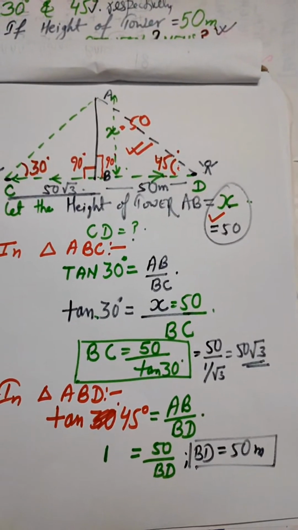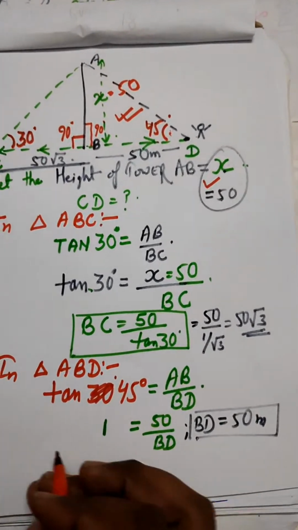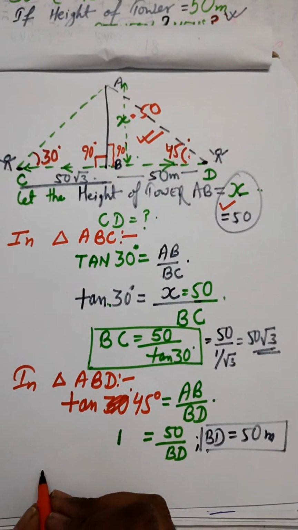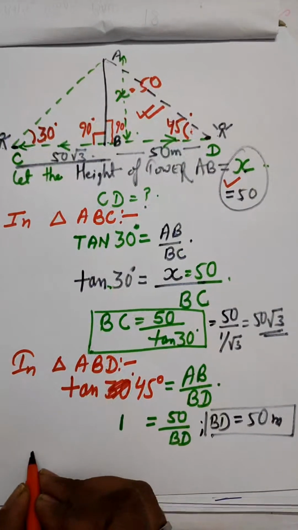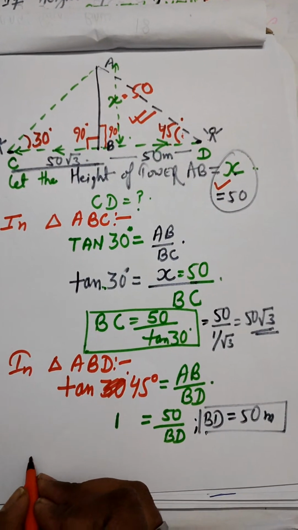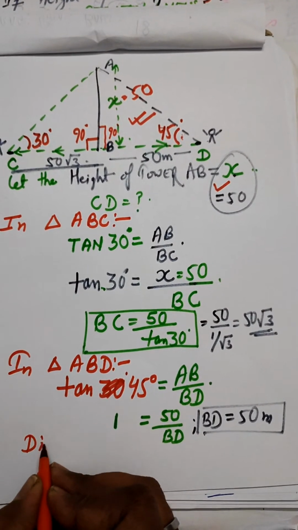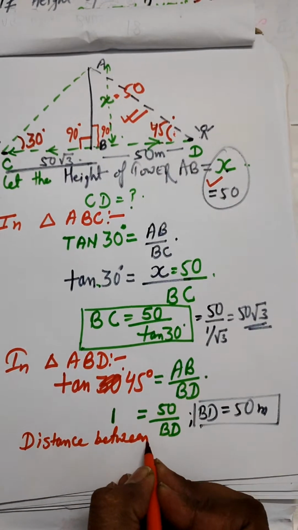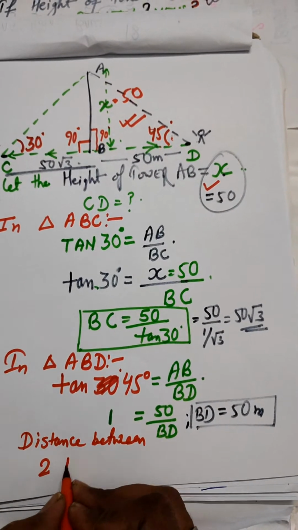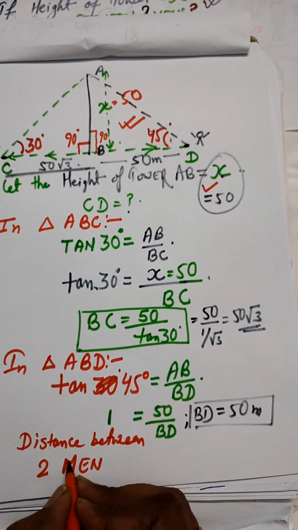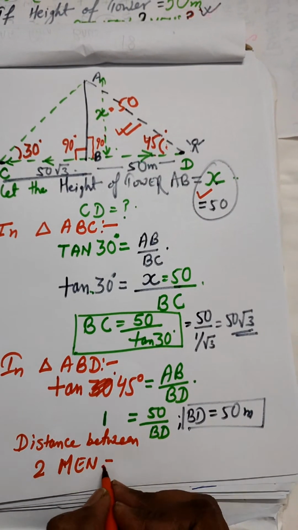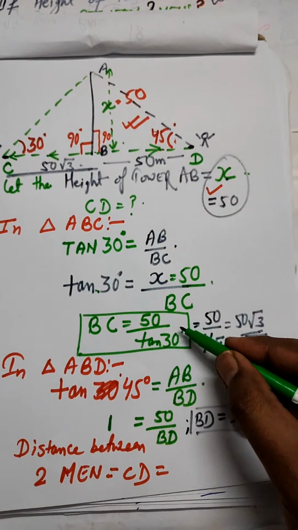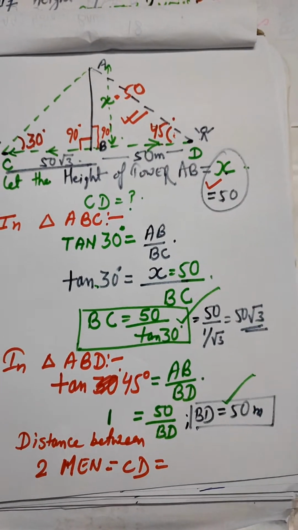Yes. So in this way, we will be able to calculate the distance CD. The distance CD is the distance between the two men, not boys, as given in the question. And CD is equal to BC plus BD, right?